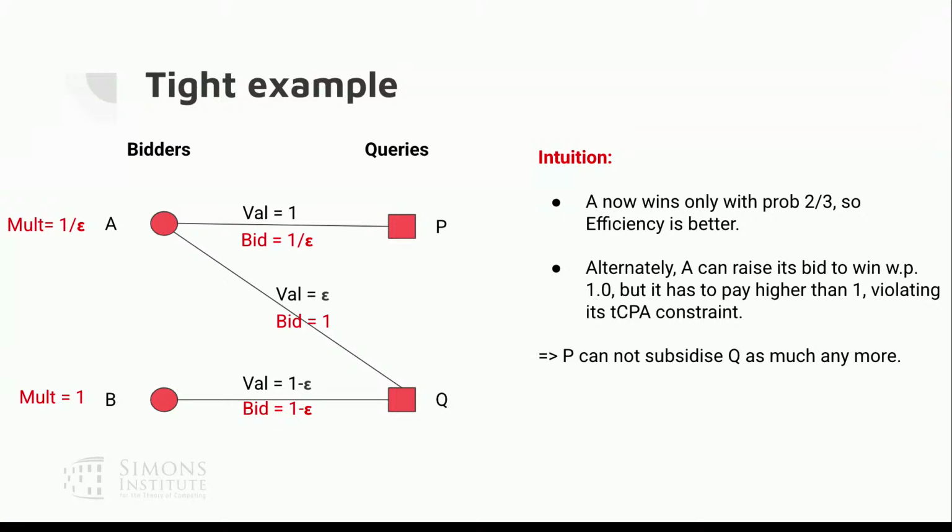A could try and raise its bid to get Q, because it has got P for free, so can it actually get more of Q? But now if you try and get more of Q, then it has to pay more, and therefore that violates its TCPA constraint. So in some sense, the subsidization that's going on across the bundle is reduced through this randomization.